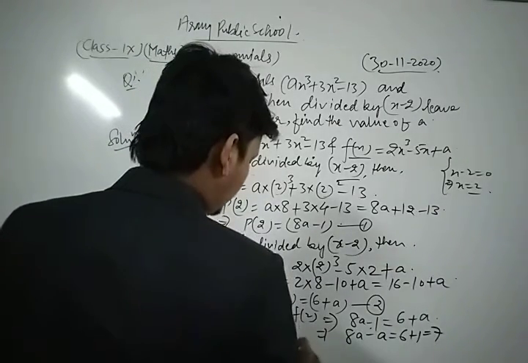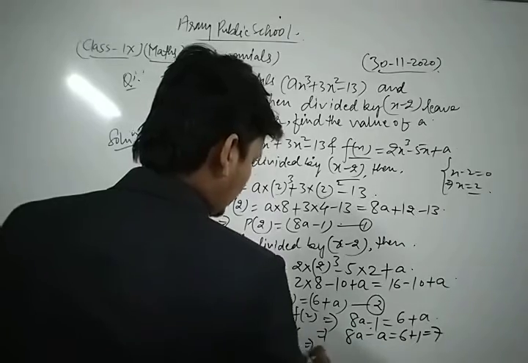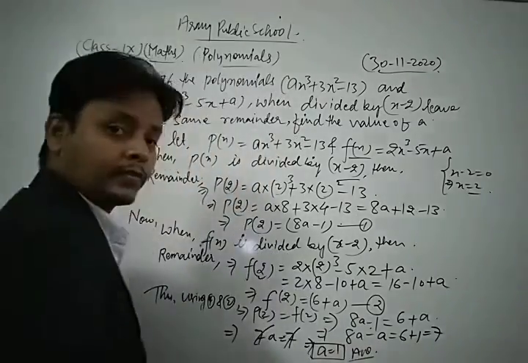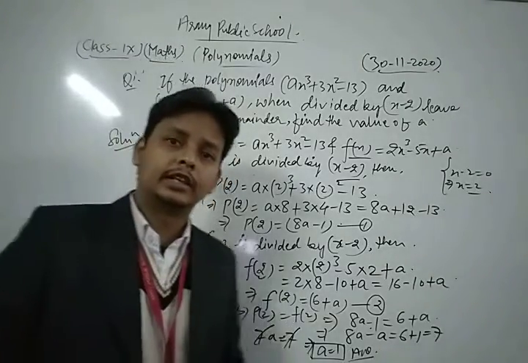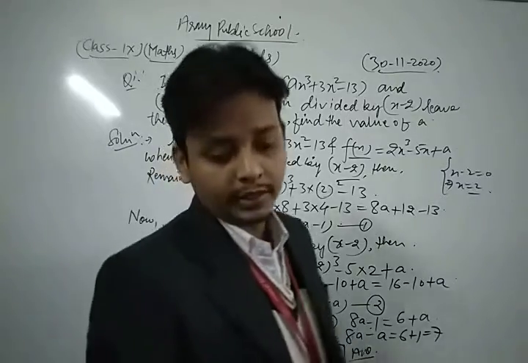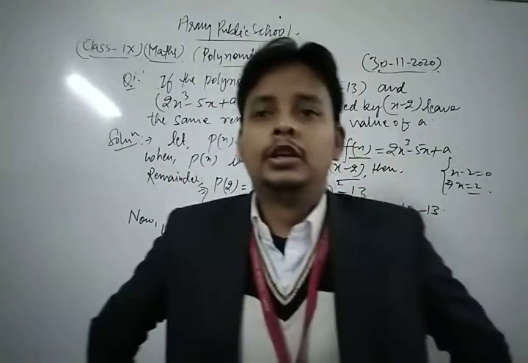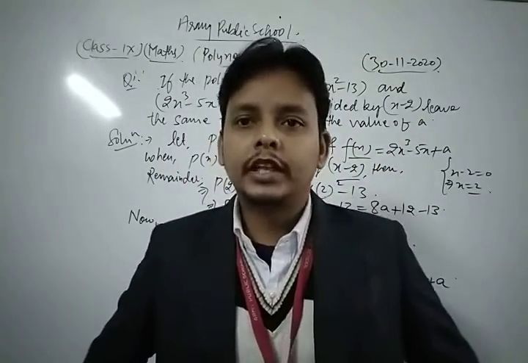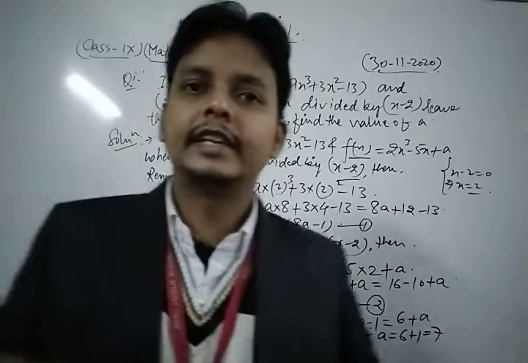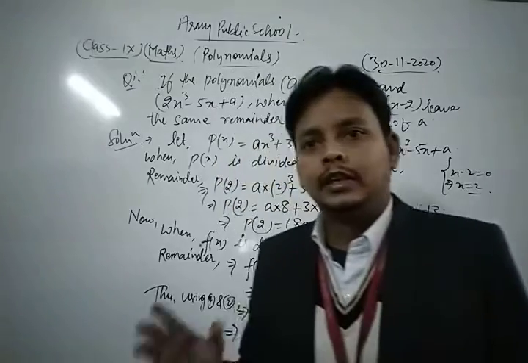7 is equal to 7, 7 cancel to each other, so the value of a is 1. This is our required solution of the given question. The required solution of the given question is 1. Thus, dear students, in this way we clear the concept of the remainder theorem and solve some important questions of your NCERT exercise based on the remainder theorem.